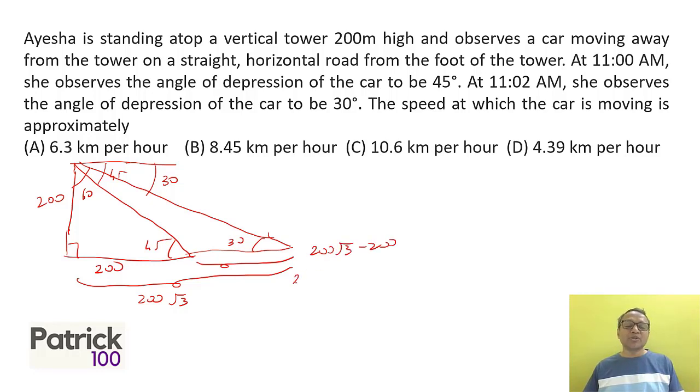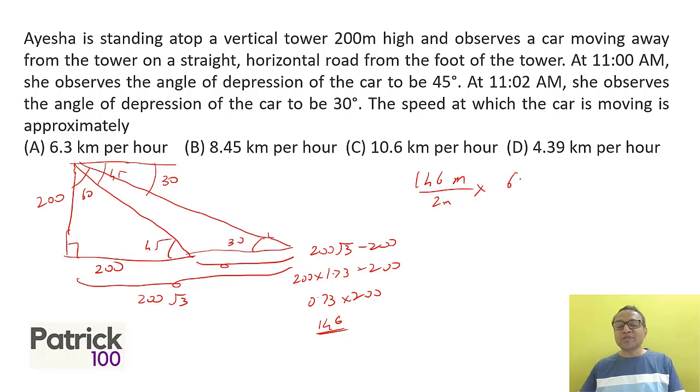You can say approximately 200 into 1.73 minus 200, or 0.73 into 200. If you calculate, it becomes 146. So 146 meters in 2 minutes. So how many kilometers per hour? First of all, find out how many meters in an hour. It is 2 minutes, so into 30, or in 1 hour, into 60. That's how many meters in 1 hour.